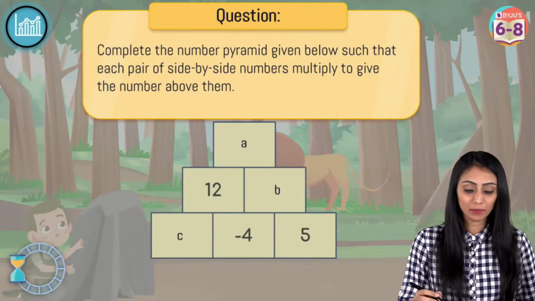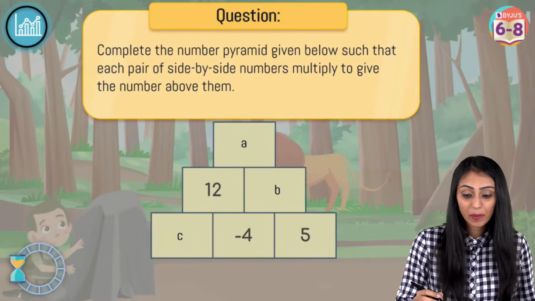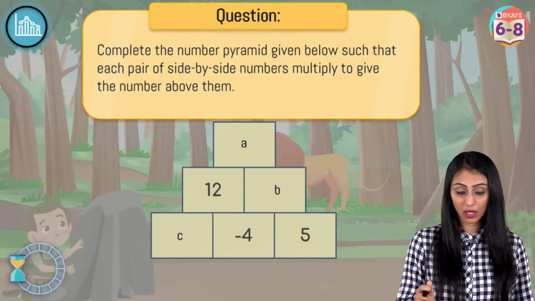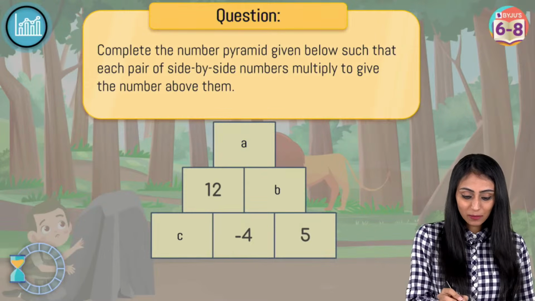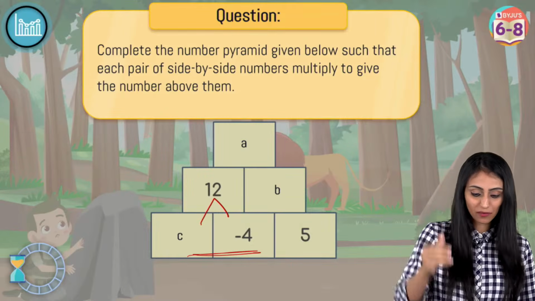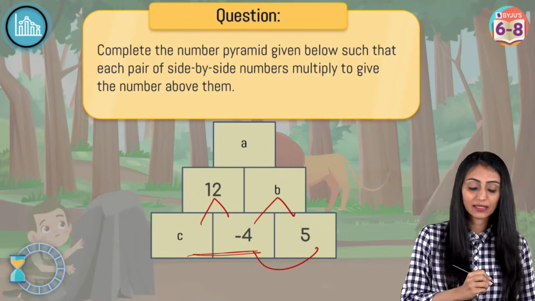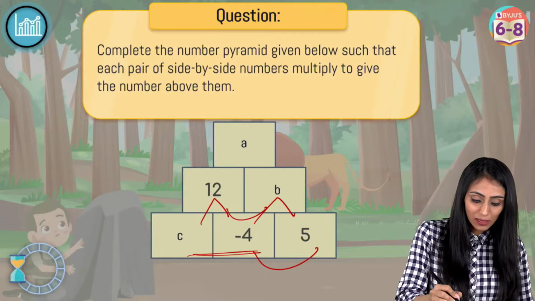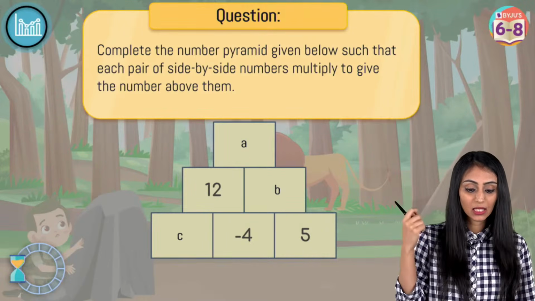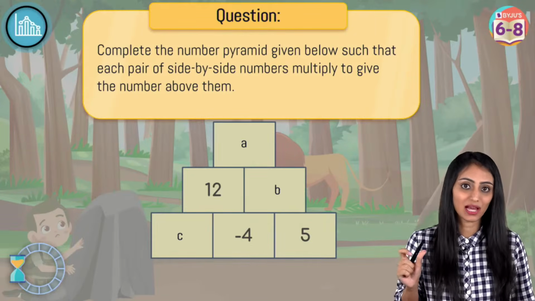Complete the number pyramid given below such that each pair of side-by-side numbers multiply to give the number above. So when I multiply side-by-side numbers, I get the result which is written above. Similarly, when I multiply these, I get the result written above. So this is what the question is saying. Now you need to find out these missing values A, B and C.